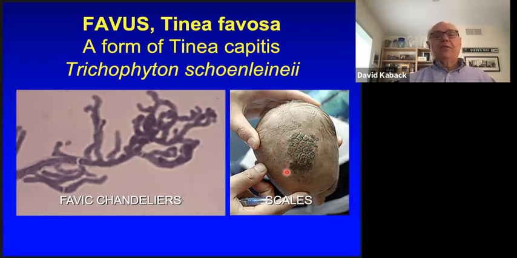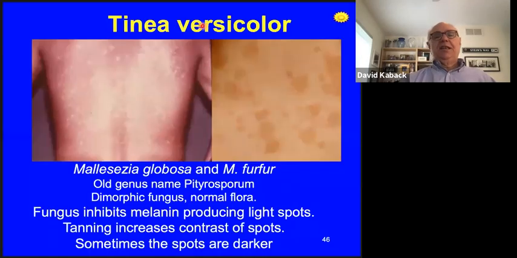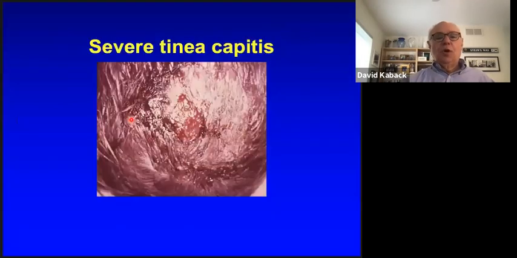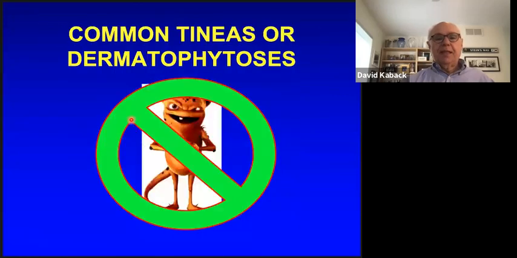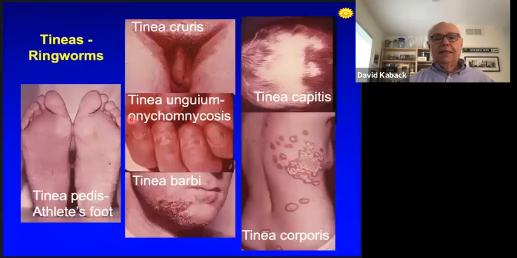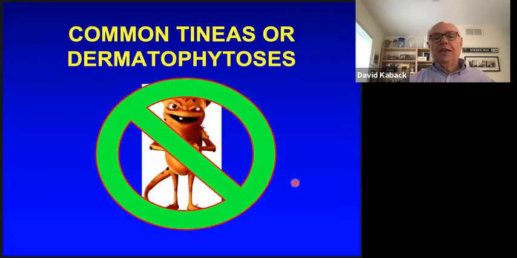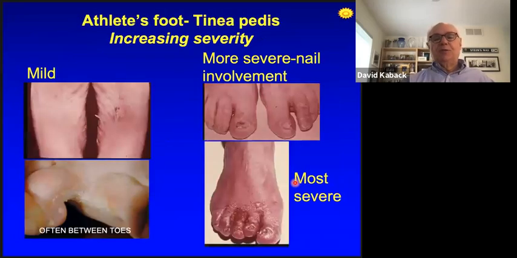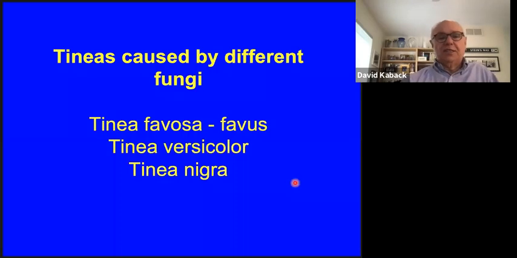Okay, another form of tinea is tinea versicolor, which can be light spots or dark spots. And in these spots here is where we will find fungi if we're looking at that under the microscope to try and diagnose these things.